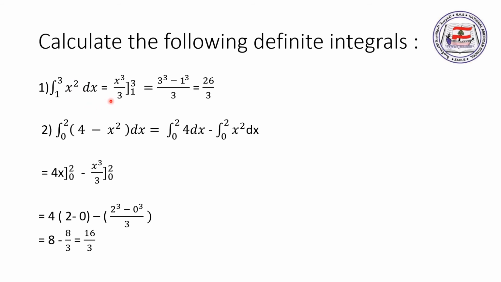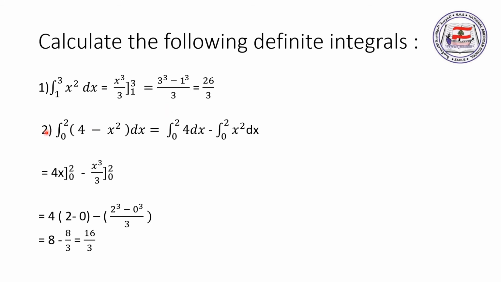Then we need to replace first x by 3, then x by 1, and it gives 3 to the power 3 minus 1 to the power 3, over 3. After the calculation, it gives 26 over 3.